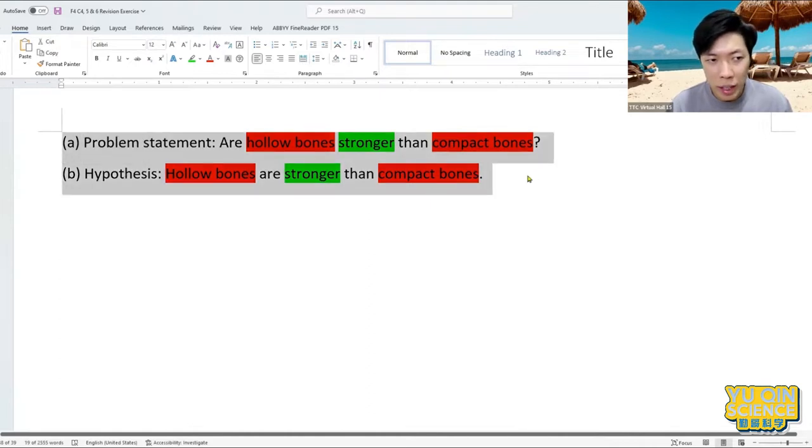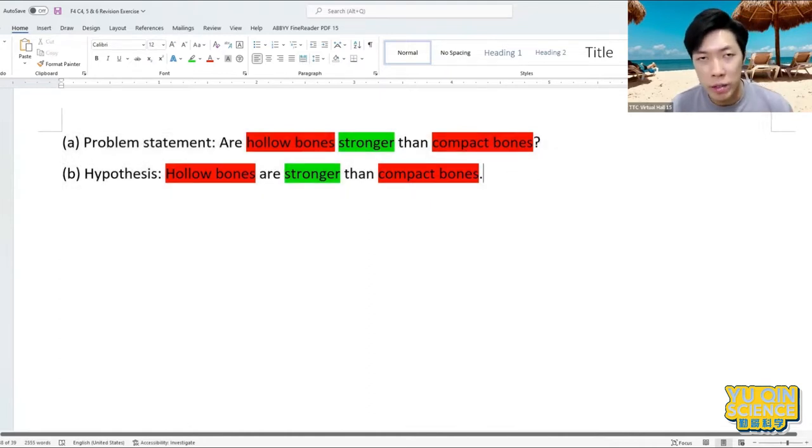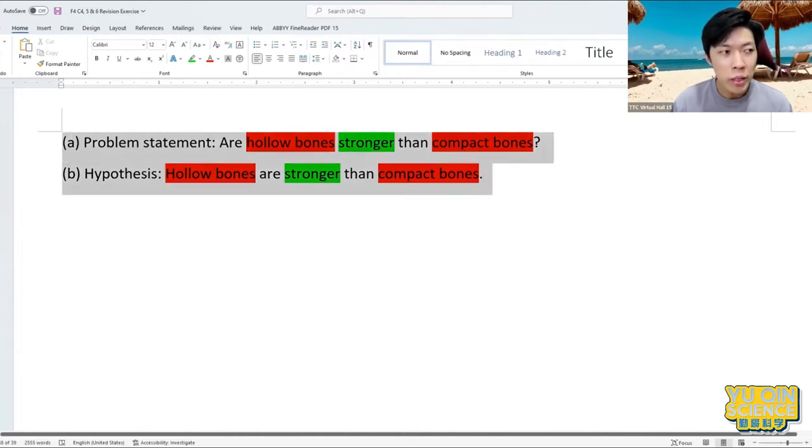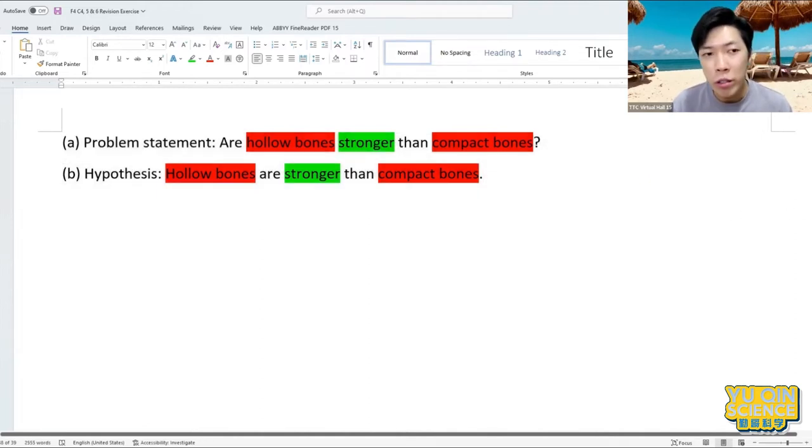Okay, you see what I did there? It was a copy paste and then just change question mark to full stop. So the very important thing is to first form your problem statement, then you can copy the answer. Okay, got it, everybody? So for A and B, I answer based on the statement. I talk about bones. Alright?